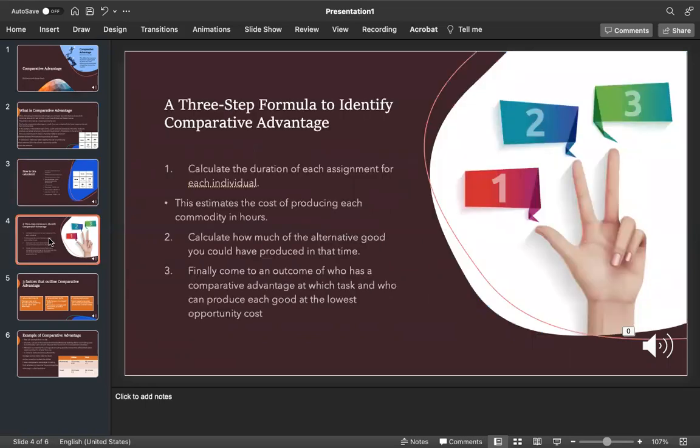When you're looking at comparative advantage, there's a three-step formula to identify it. Step one, calculate the duration of each assignment for each individual. This estimates the cost of producing each commodity in hours. Step two, calculate how much of the alternative good you could have produced in the time. And finally, step three, come to an outcome of who has a comparative advantage at which task and who can produce each good at the lowest opportunity cost.